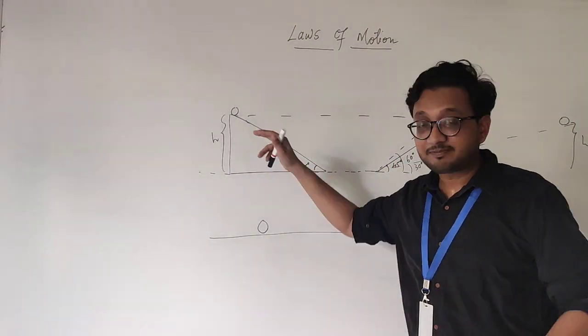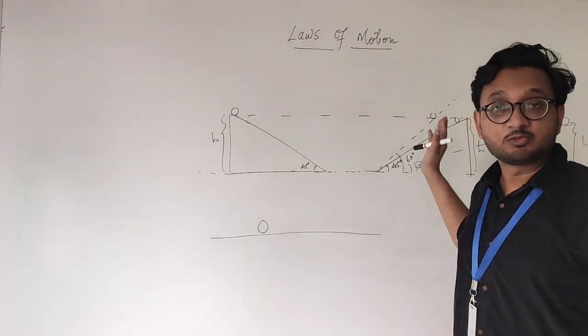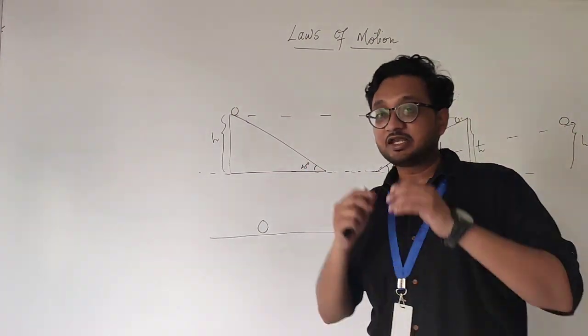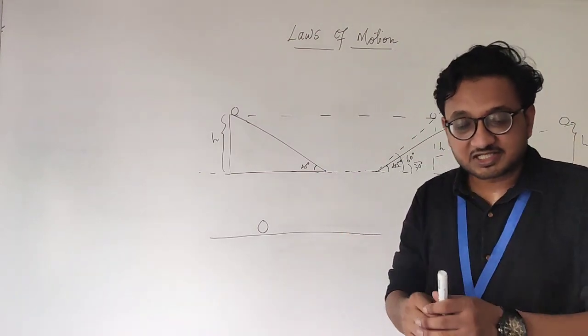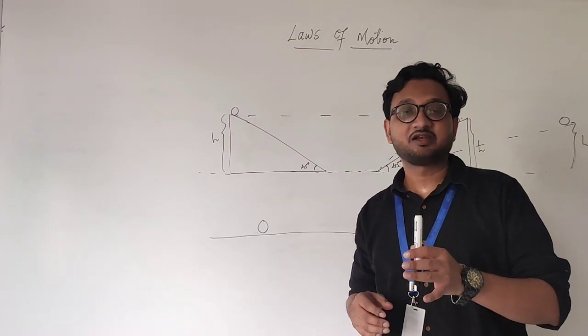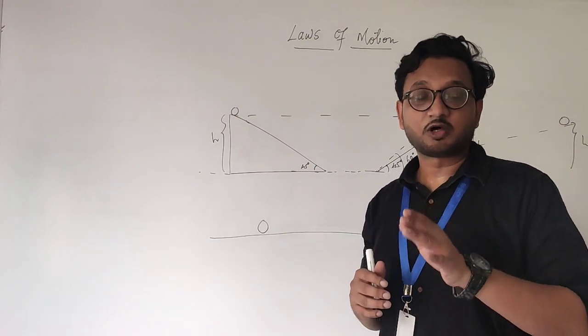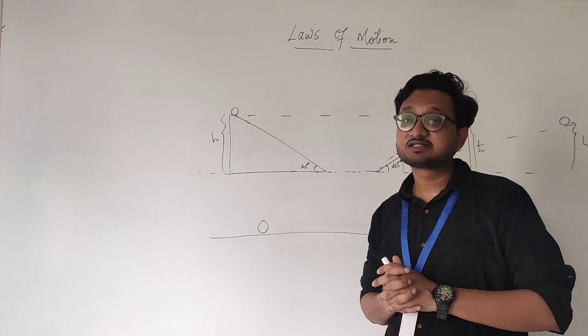And the same thing was happening in Galileo's experiment. If there is no frictional force, then the object will continue moving. But there is a frictional force which is stopping it. So the first law of motion states that if the object is stationary, it will remain stationary, and if the object is moving, it will continue to move on unless any external unbalanced force is applied.